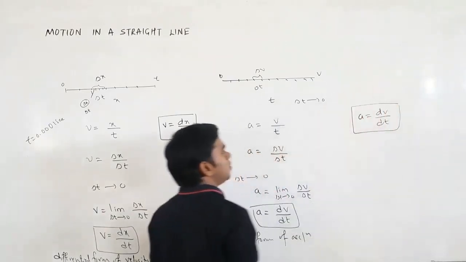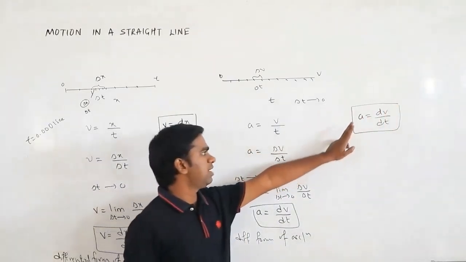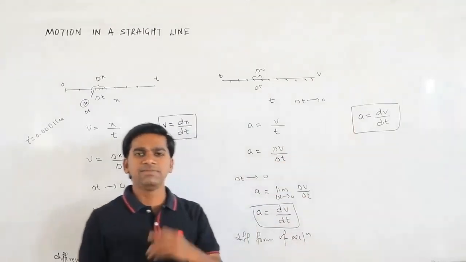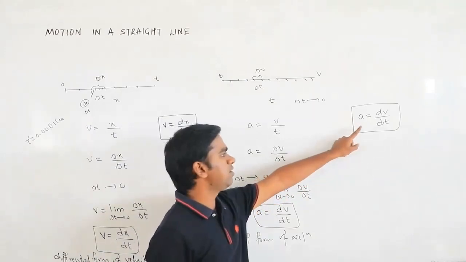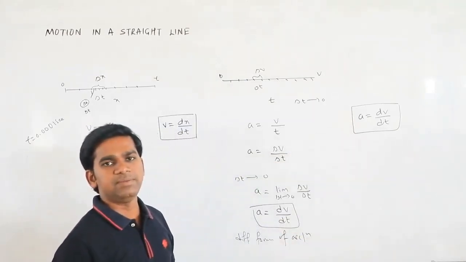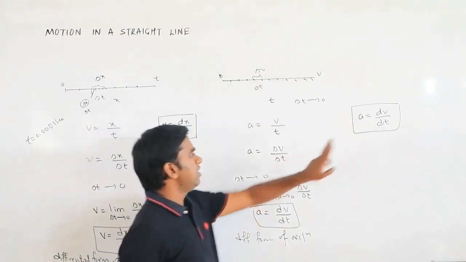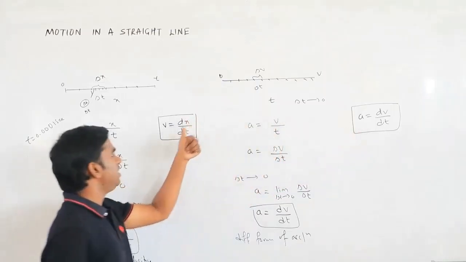So if you want to find the acceleration, if the velocity is continuously changing, then we have to use the formula a equals dv by dt. Now you can write this in the form of dx by dt also.